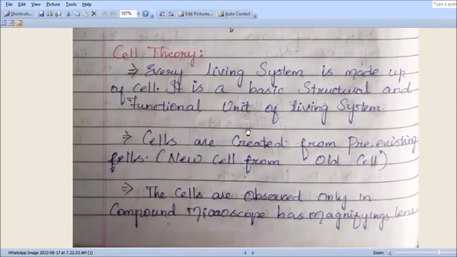Then you know how cells are formed. Cells are formed from pre-existing cells. Pre-existing, in the sense that we have many wounds in our body. In that particular area the cells become dead. So from the dead or decayed cells the new cells are created. The meaning of pre-existing is that new cells are formed from the old cells.